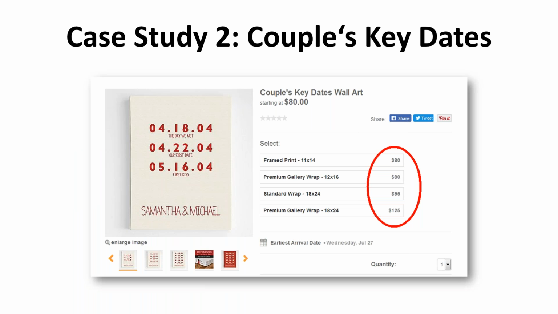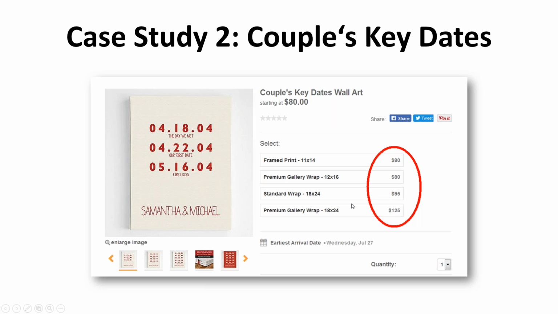All right, so let's look at another example real quick. So here's another cool one. It's called Couples Key Dates. So this was a supplier we found online, or a company website that was selling this wall art. You could buy this wall art that would have 3 dates on it: the day we met, our first date, our first kiss, and then it had the names, you know, Samantha and Michael, right? So they sell these anywhere from $80 up to $125.